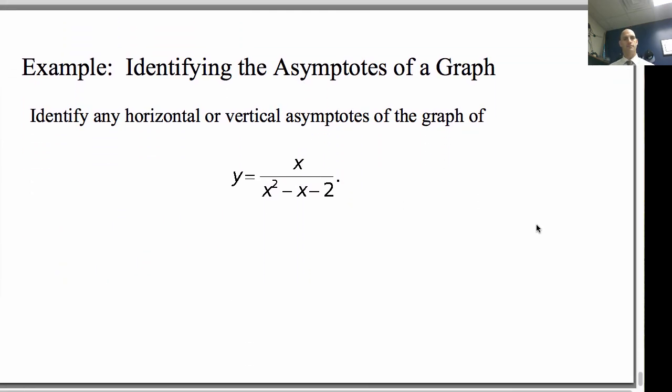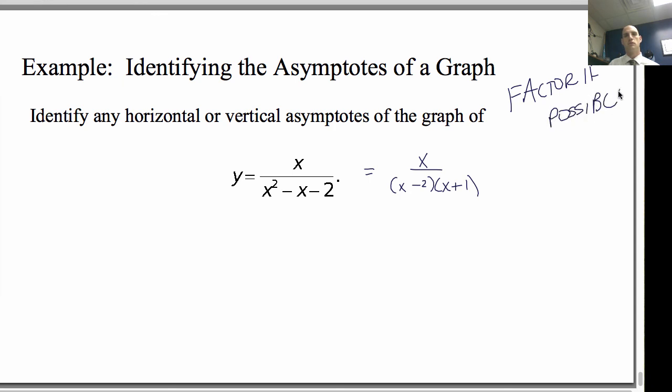Let's do one more example. For this one, I've got this crazy situation on the bottom, but it's not all that crazy. I just need to redefine it. Sometimes the task of finding these asymptotes is going to be redefining exactly what's happening. If I factor this on the bottom, I need to multiply to -2 and add to -1. So I'm going to have x minus 2, x plus 1. Factor, if possible. Why? Because if I'm looking for things that are going to make the denominator 0, what's the easiest way to do that? It's factoring.